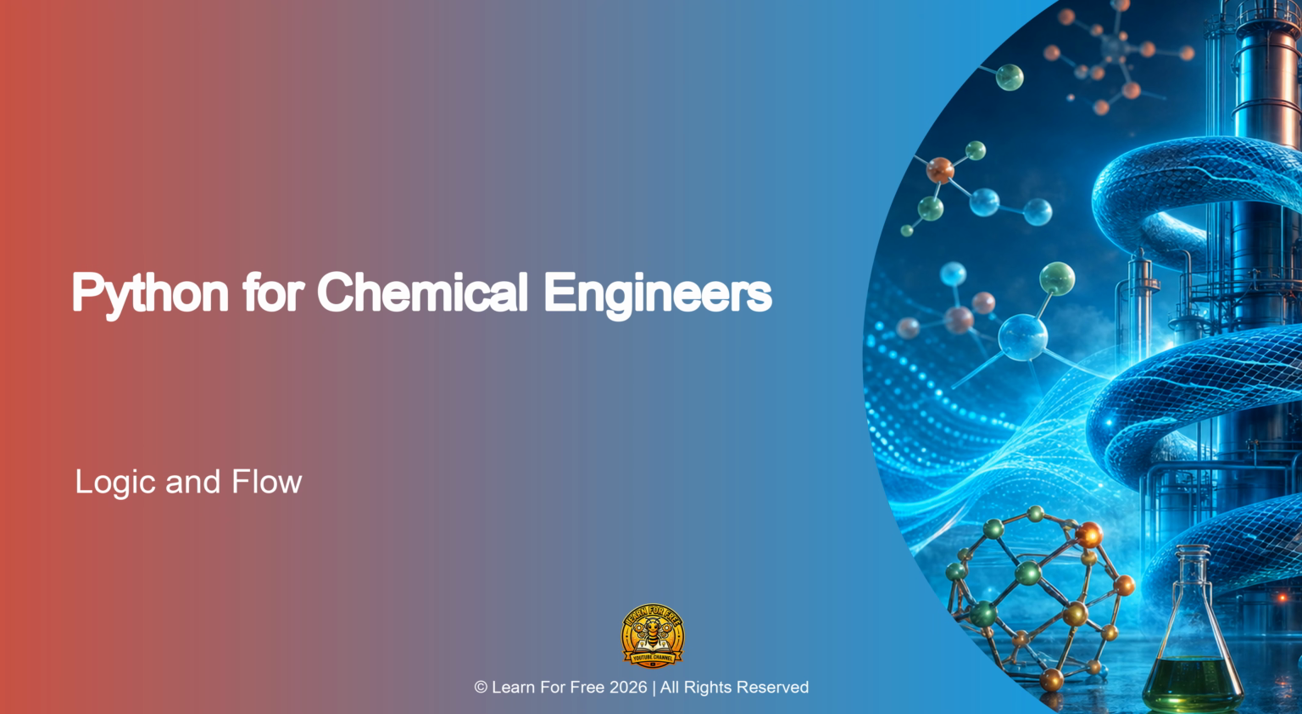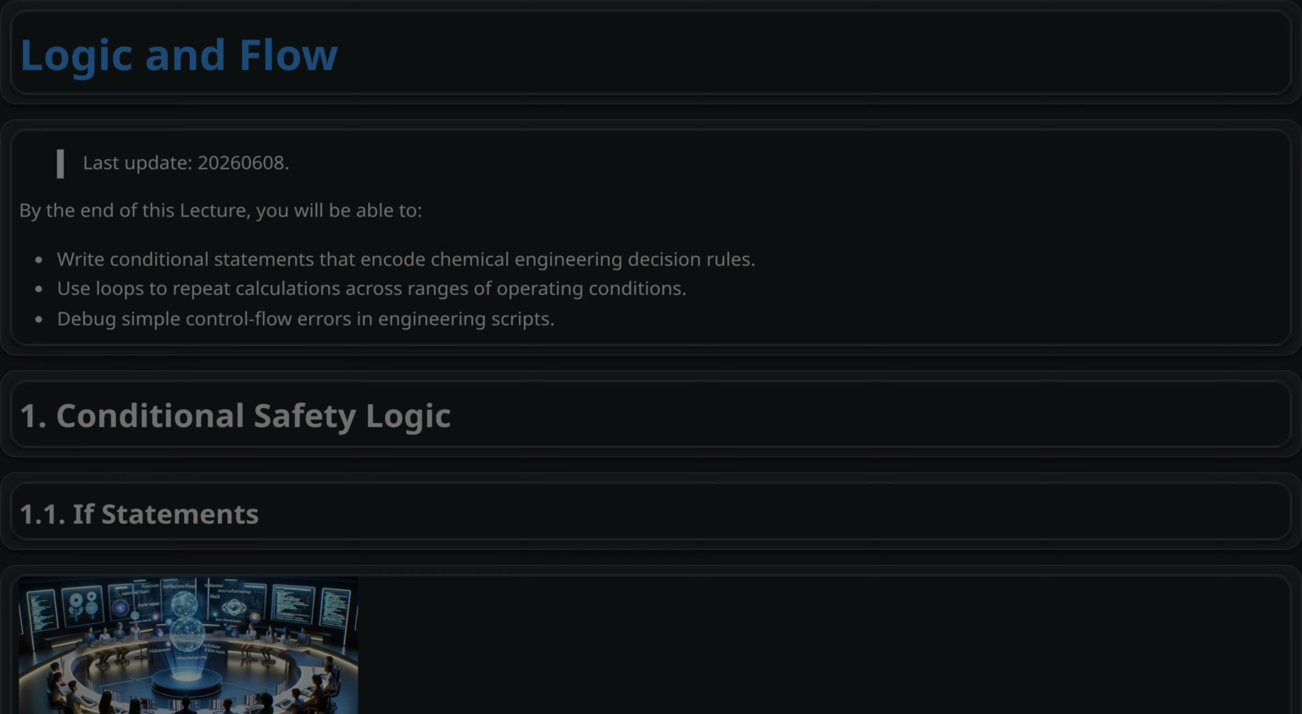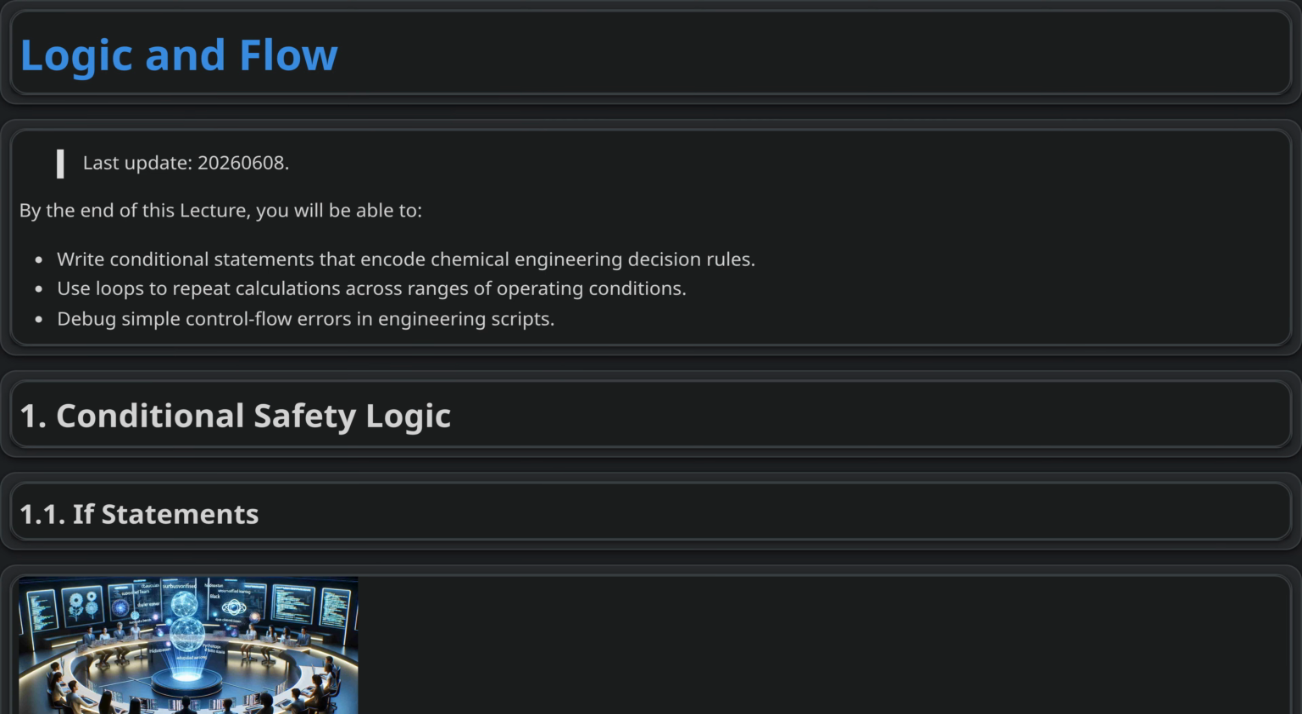Module 1, Lecture C, Logic and Flow. By the end of this lecture, you will be able to write conditional statements that encode chemical engineering decision rules, use loops to repeat calculations across ranges of operating conditions, and debug simple control flow errors in engineering scripts.